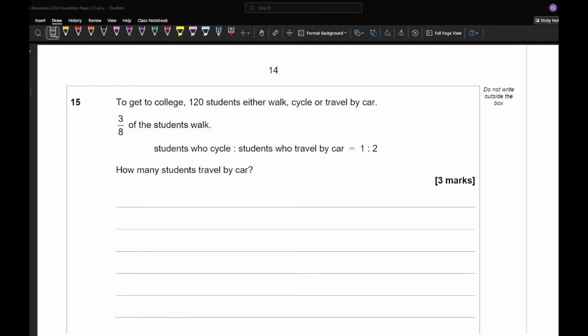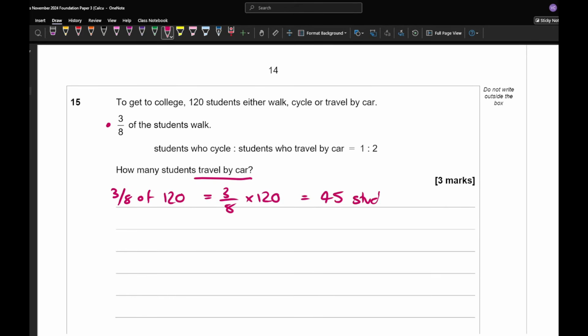Now moving on to question 15, it says to get to college 120 students either walk, cycle or travel by car. 3/8 of the students walk, and the ratio of students who cycle to students who travel by car is 1 to 2. The question is asking how many students travel by car. So the first thing I need to do is work out how many students walk. So 3/8 of 120. Of means multiply, so if I do 3/8 multiplied by 120 on my calculator, I get an answer of 45. So 45 students walk.